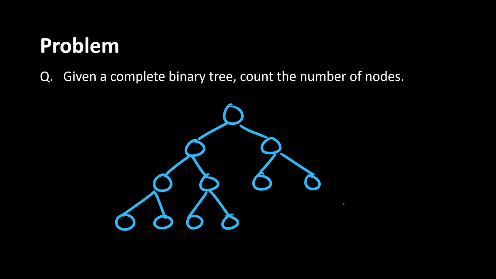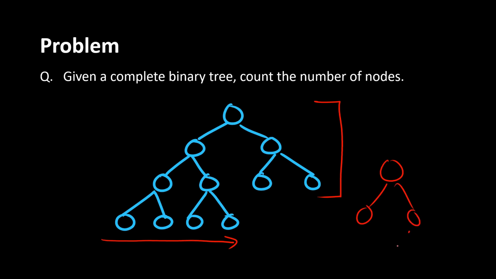So basically a complete binary tree is a full binary tree till h minus 1th level, and at the last level the nodes will be filled from left to right. So this is a complete binary tree, and this is not a complete binary tree because it is not filled from left. The last level is not filled from left.